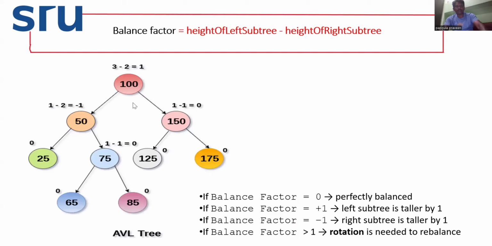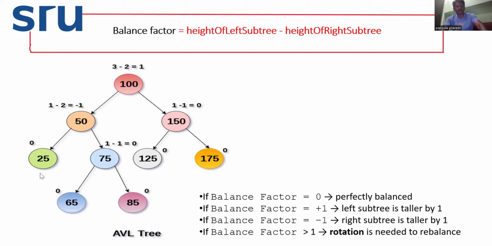100 is the root node, 50 is the left child and 150 is the right child. 25 is less than 50, so we move to the left side. 75 is greater than 50, so we move to the right side of 50. Then you enter 65. 65 is less than 75, so we move to the left side. And 85 is greater than 75, so we move to the right side of 75, as well as 125 and 175.